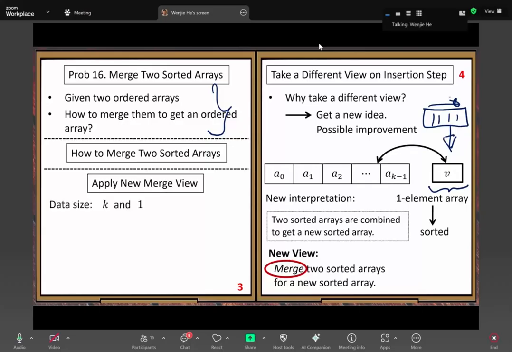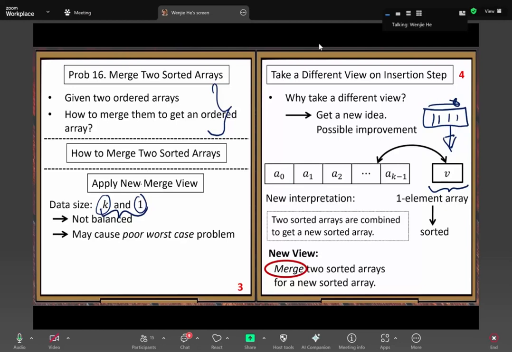For the insertion, the sizes are k and 1. So it's not a balanced case. So for the merge sort, first we want to fix this unbalanced data distribution. That's not good. So we want to improve it.